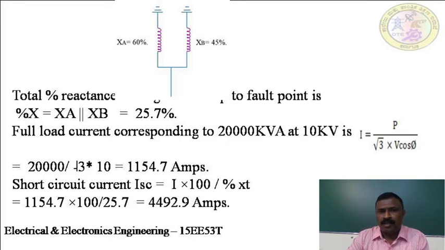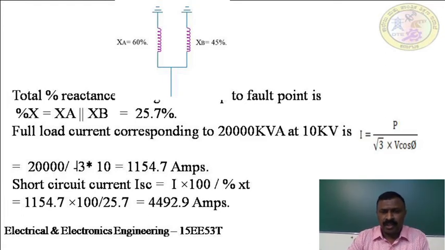Therefore, the full load current corresponding to the new base kVA, that is 20,000 kVA, and the rated voltage of 10 kilovolt, can again be given as I is equal to P by root 3 into V into cos phi. Since it is a resistive load, cos phi is equal to 1. So you will get 20,000 by root 3 into 10, that is 1154.7 amperes. This 1154.7 amperes, we call it the full load current corresponding to the base kVA.